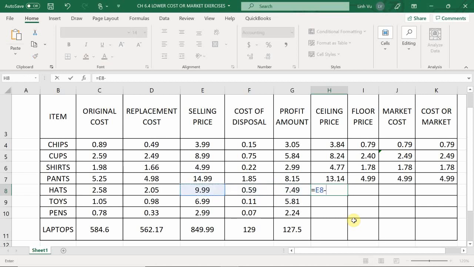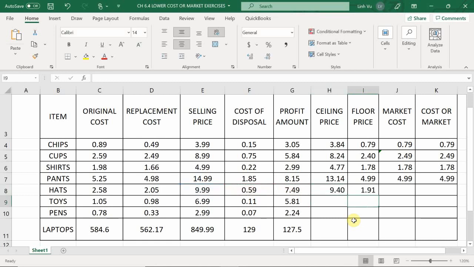So, what is my ceiling? Selling price minus cost of disposal, 9.99 minus 59 cents, so that'd be $9.40. Okay. All right, so then of course Excel's catching on. So in this case, my floor is going to be my 9.40 minus 7.49, which should leave me 1.91. Okay, so let's compare again. Which one's the highest number?